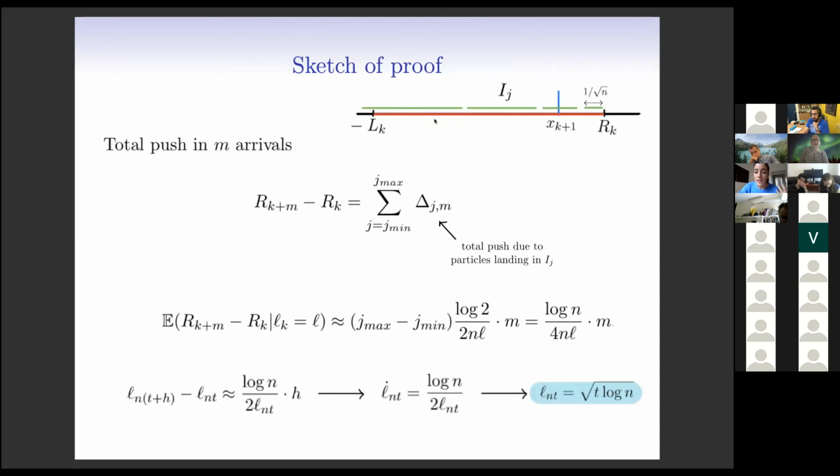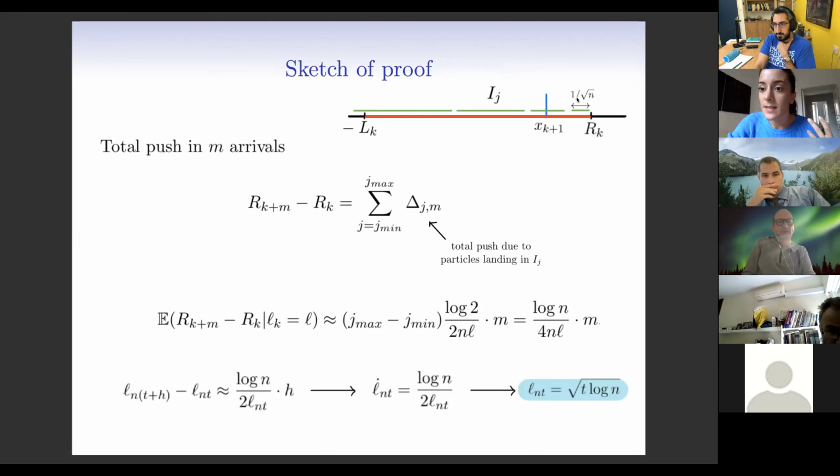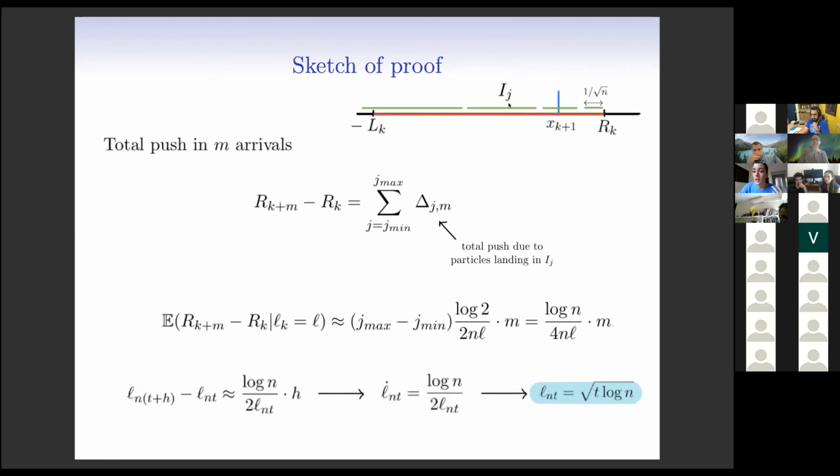So the explosive behavior comes from the fact that all scales contribute equally, meaning that you get some push from particles landing close to the extrema, and you get, well, less push from particles landing far from the extrema. And you can quantify this by showing that all of these pushes give the same contribution.